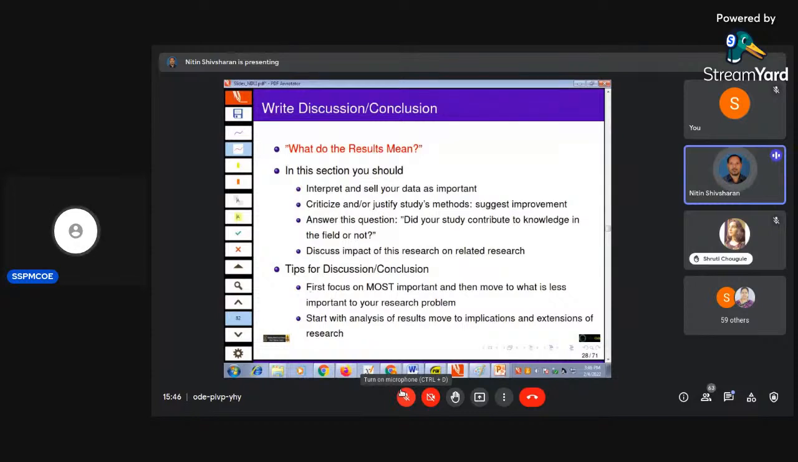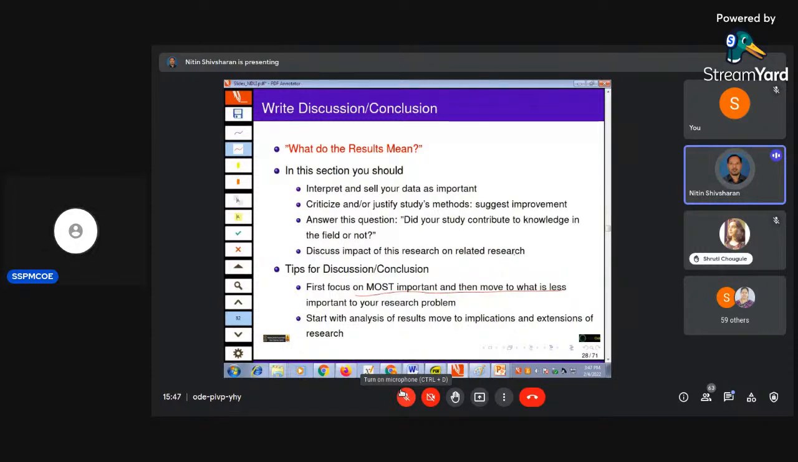Some tips for writing the discussion and conclusion. First, focus on the most important and then move to what is less important. So always keep a logical flow while writing a discussion about your results. Say something about the most important result first. Suppose my result is achieving more accuracy. Write something about the accuracy first, and then, while achieving this accuracy, I also got another parameter improved. Like that, you should explain in your discussion section.